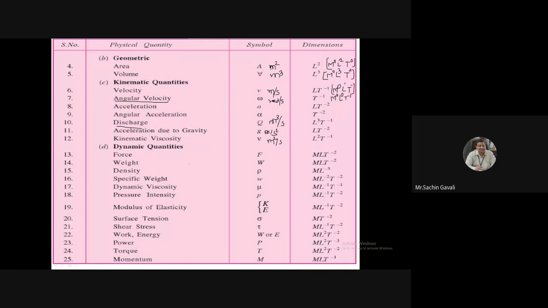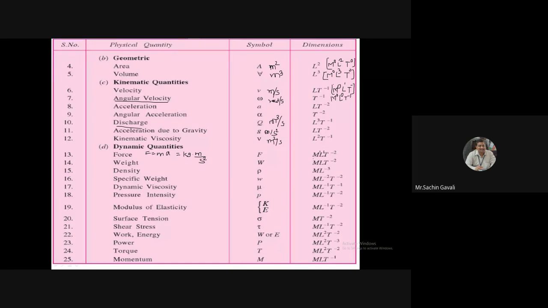Force F is equal to what? F is equal to m into a. So we can write m as kg, into acceleration, meter per second square. So it will become M raised to 1, L raised to 1 and T raised to minus 2. So everybody can complete this table.